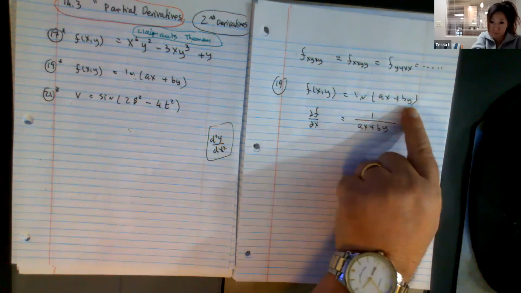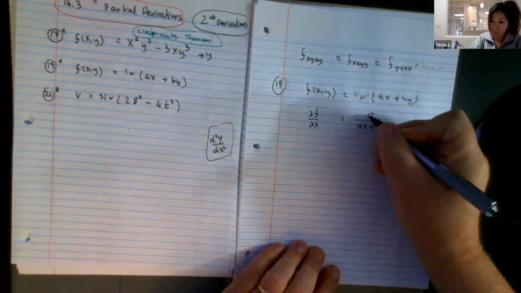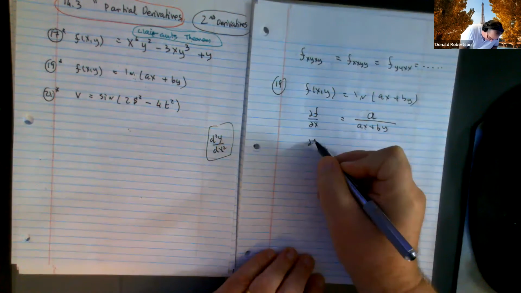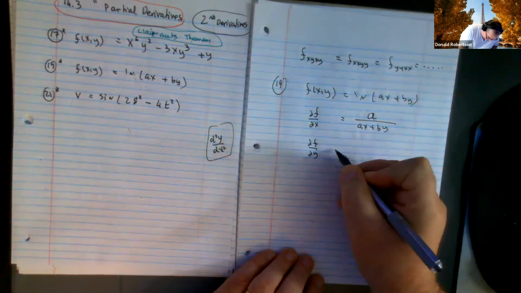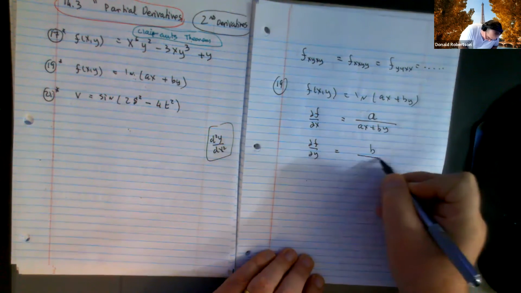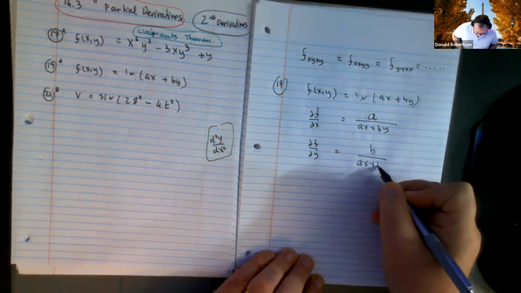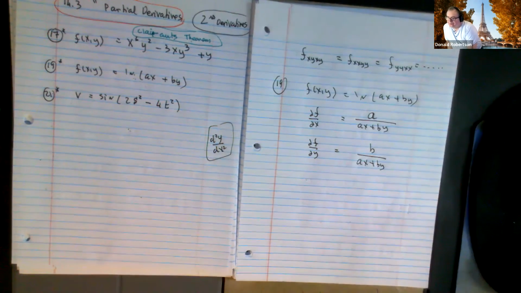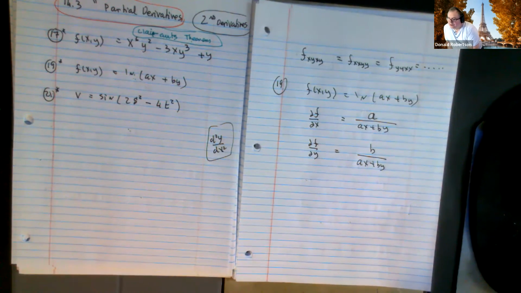Yeah, just times a. Now, if I do the partial derivative with respect to y, can I just jump right to the answer? Are you comfortable that that's what the answer would be? If you differentiate ax plus by with respect to y, don't you just get a b?